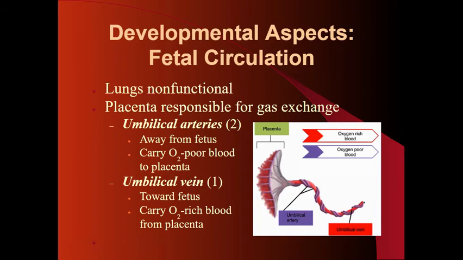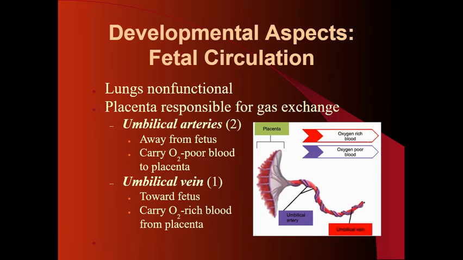So fetal circulation is a bit different than normal circulation. And that's because in a fetus, the lungs are non-functional. There's no reason for the lungs to be functioning because the placenta is responsible for all gas exchange. So there are 2 umbilical arteries.